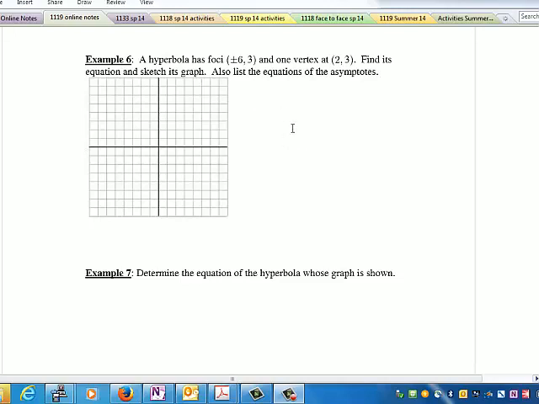In example 6, we're given the location of the foci, and we're given the location of one of the vertices. So one vertex at 2, 3, and the foci are at plus or minus 6, 3. So let's sketch that much, fill in those points at least. So 6, 3, and negative 6, 3. And then one vertex at 2, 3.